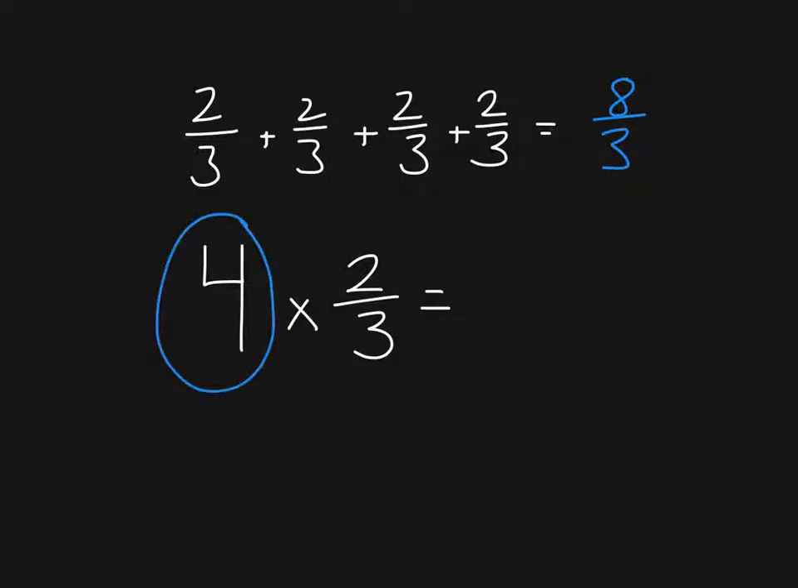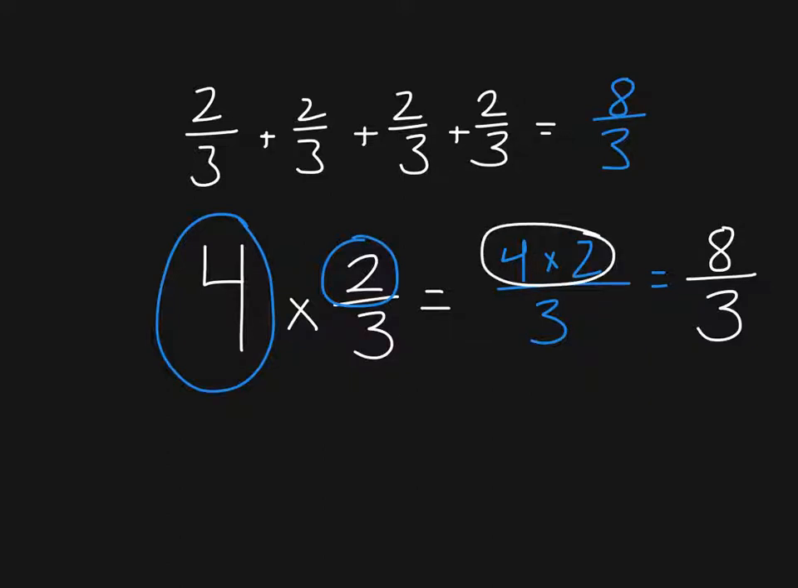I know I have 4 equal groups of 2/3, so I could rewrite this as 4 times 2/3. My denominator is not going to change. I'm still working with thirds as my units. What's going to change is the number of those units. And you can see that 4 times 2 gives me my 8/3 right there.